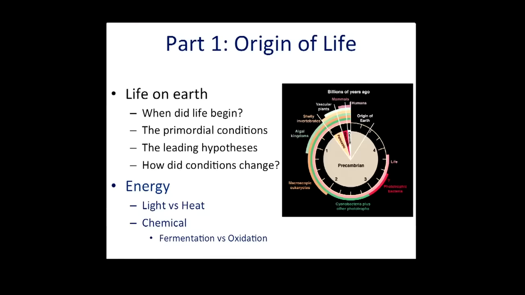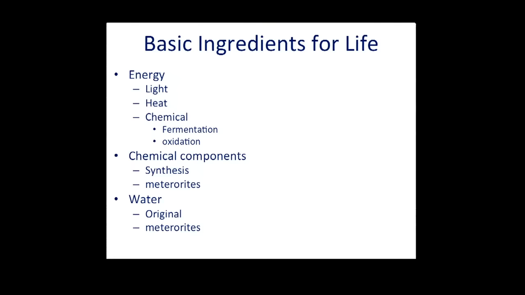We're going to look at when it began, the conditions under which it began, and some leading hypotheses about what generated life to begin with, and then how the conditions changed. Important to all of this is the consideration of energy. It's the ability to generate and manipulate energy that defines life. So the basic ingredients for life, once the conditions on Earth cool enough so that the chemicals remain stable: you need energy, which can be in the form of light, heat, or chemical energy. You need the chemical components, the organic molecules. They had to come from somewhere, and they had to get there first. And then you need water. So the Earth had to be cool enough for liquid water to be available.